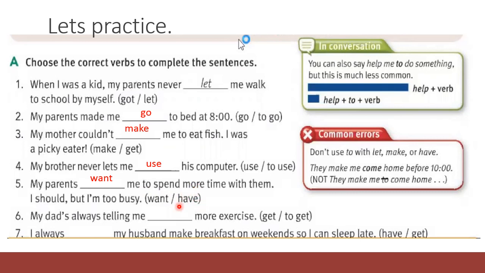Number 6. My dad's always telling me to do more exercise. Tell belongs to the second group, so we need a preposition to get. And the last one. I always have my husband make breakfast on weekends so I can sleep late.